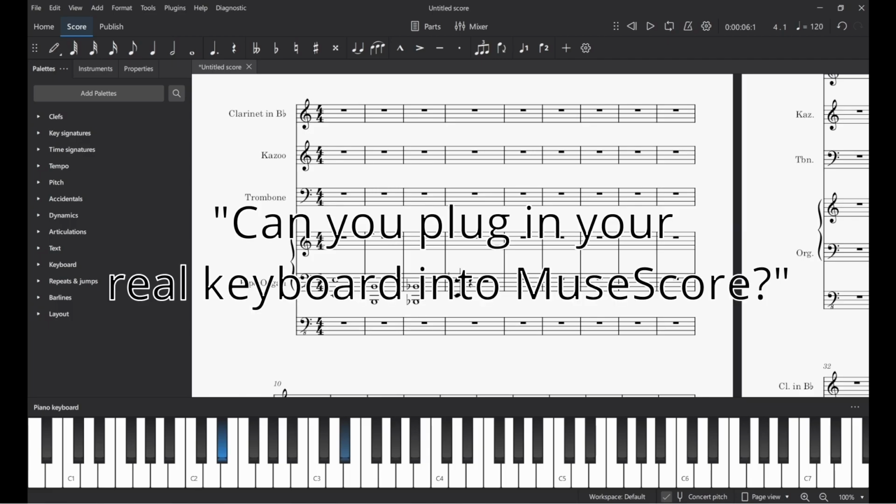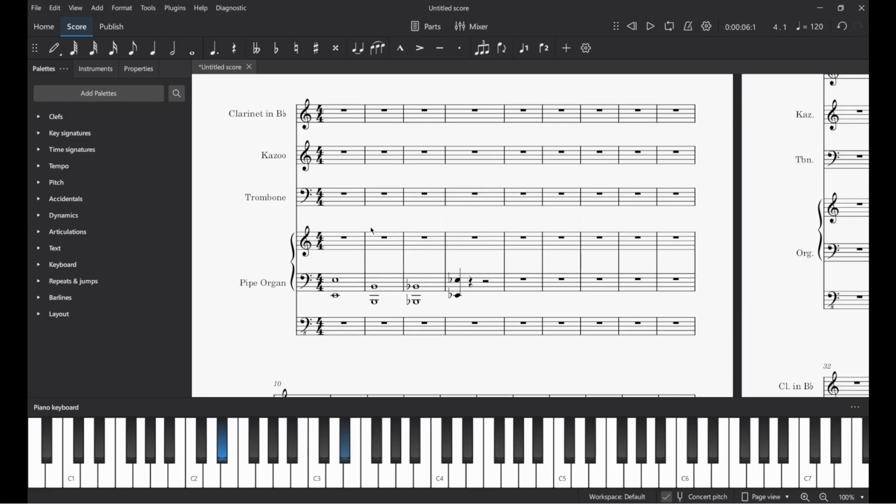Yeah, what's up? I haven't been able to figure out how to connect this thing and have it go directly into MuseScore. They say that's something you can do. I don't fully understand it, but right now I'm just typing notes on my actual computer keyboard for note input. Does that answer your question? Okay.